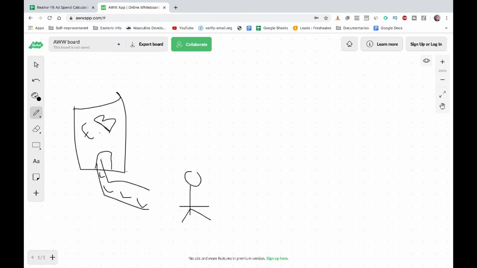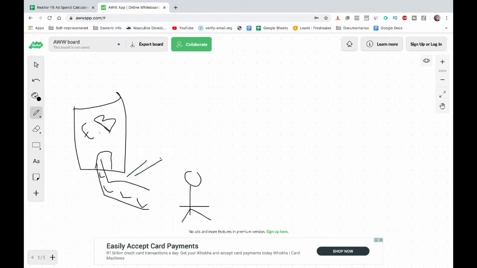Now, depending on your budget will also depend on the amount of leads. As you can see, there's about 4 leads over here, okay? So typically that's the amount of leads that we generate each and every single day for our clients. So we're looking at 4 leads per day, okay? 4 leads per day.